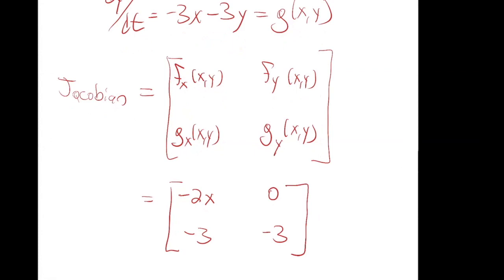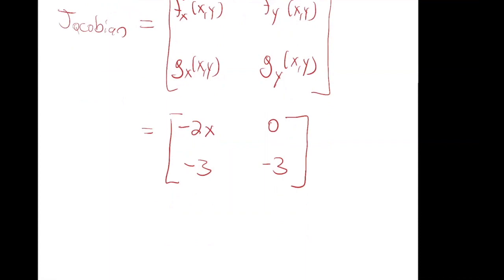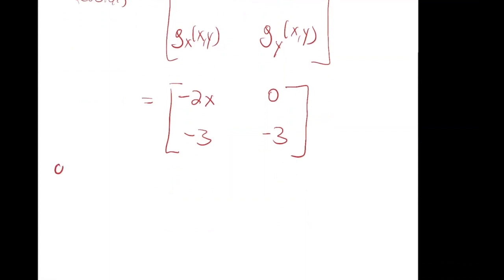So in general, these partial derivatives depend on x and y. So we might get expressions that have x and y in it. This was a little bit simpler because these formulas were a little bit simpler to start with. And then we could evaluate the Jacobian at each equilibrium. So we had one equilibrium at 1, minus 1. And then we would just plug that in for x and y in our matrix. And that gives us a matrix of minus 2, 0, minus 3, minus 3.